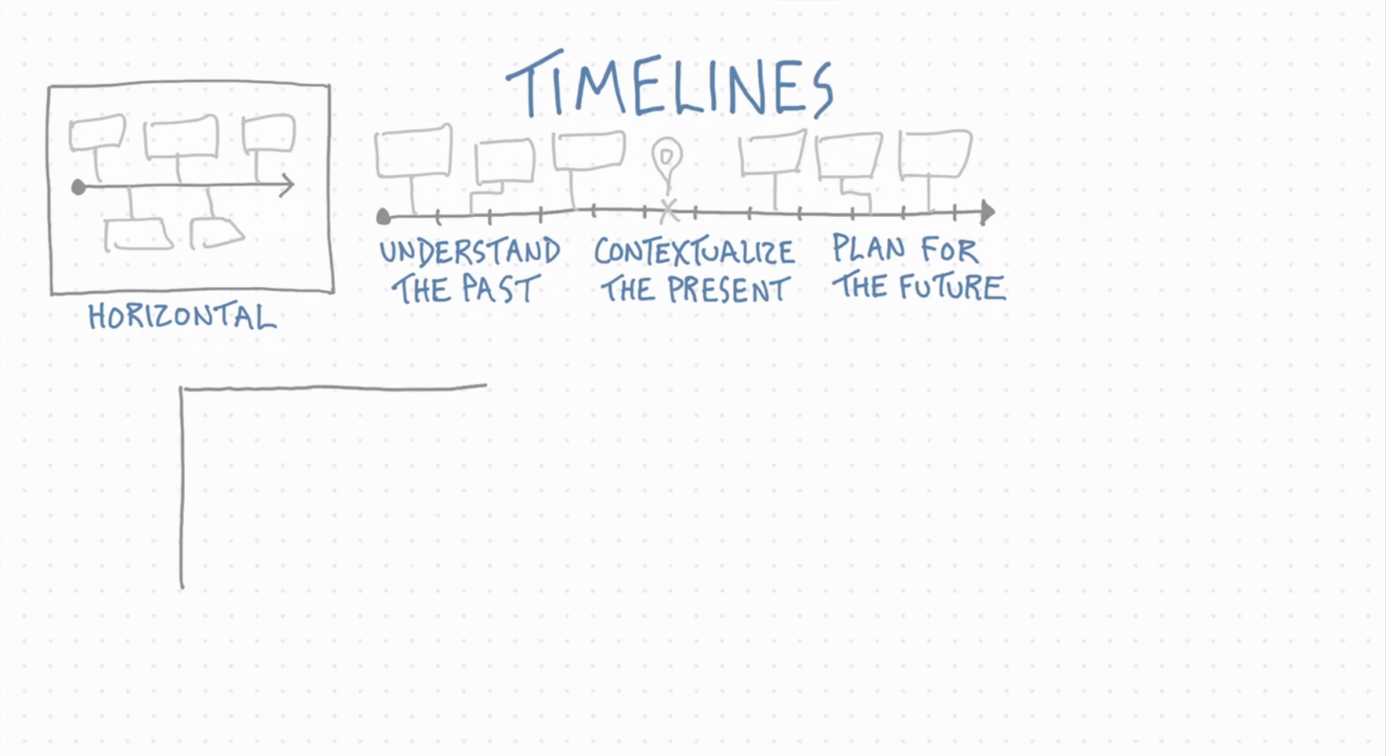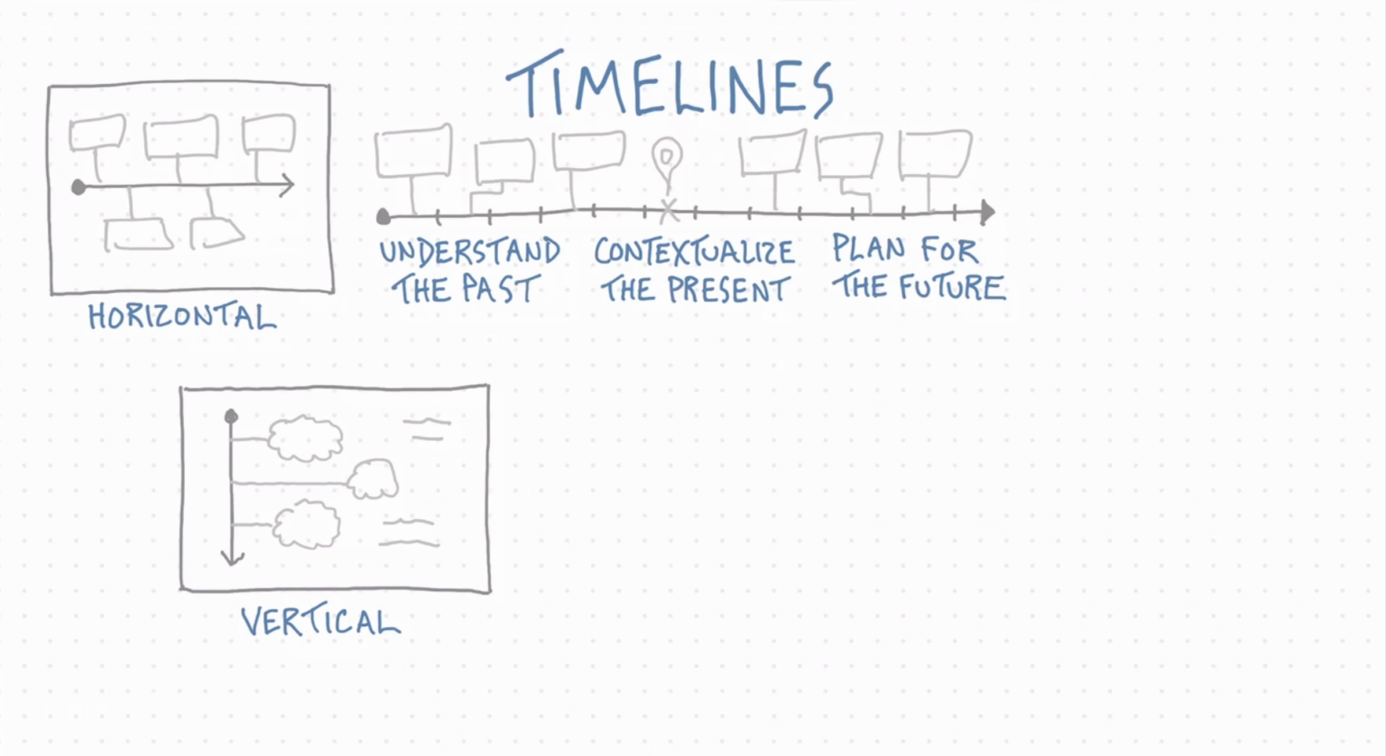For the second structure here, let's flip that line and make it vertical instead. A top to bottom approach to a timeline just gives it a little bit different feel, and it might fit better for you depending on where and how you're sharing this timeline.